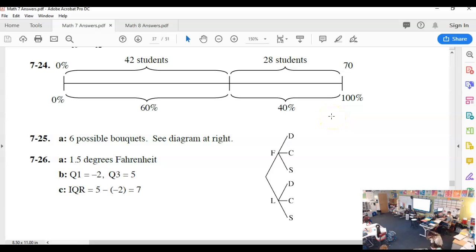So remember, first step there is find the median, right? Find that middle value, and then we can find quartile 1 and quartile 3. And the interquartile range is just how far from quartile 1 up to quartile 3. So that's how they get 7, because from -2 to +5 is 7.